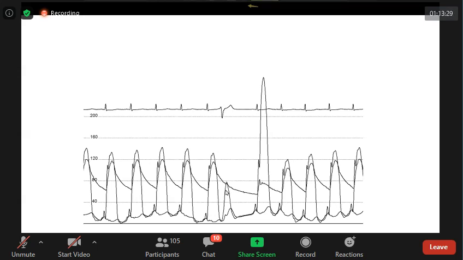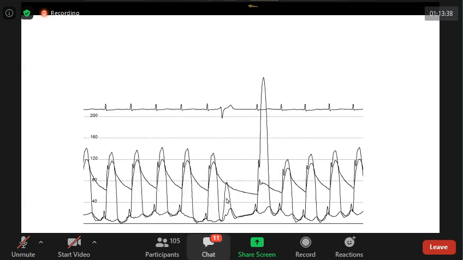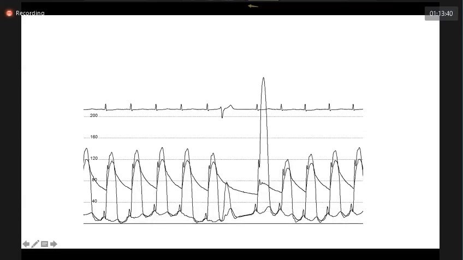So what happened during ectopy? During ectopy, there is less filling in the ventricle, so ventricular pressure is also decreased. Aortic pressure also decreased because of underfilling. Followed by the post-ectopic beat, there is a potentiation of LV pressure, and at the same time the aortic pressure has decreased. This suggests dynamic obstruction, sir. Brockenbrough-Braunwald-Morrow sign, sir.